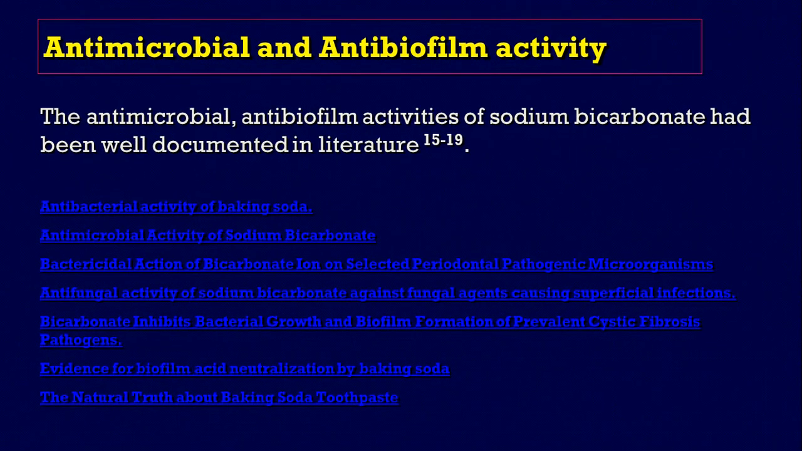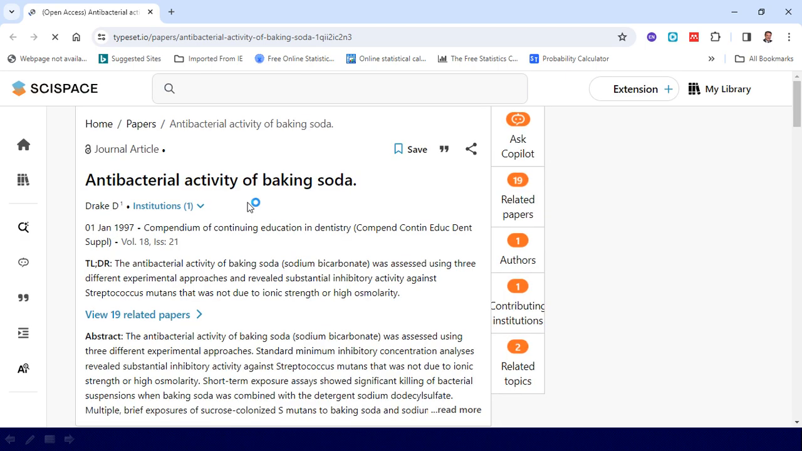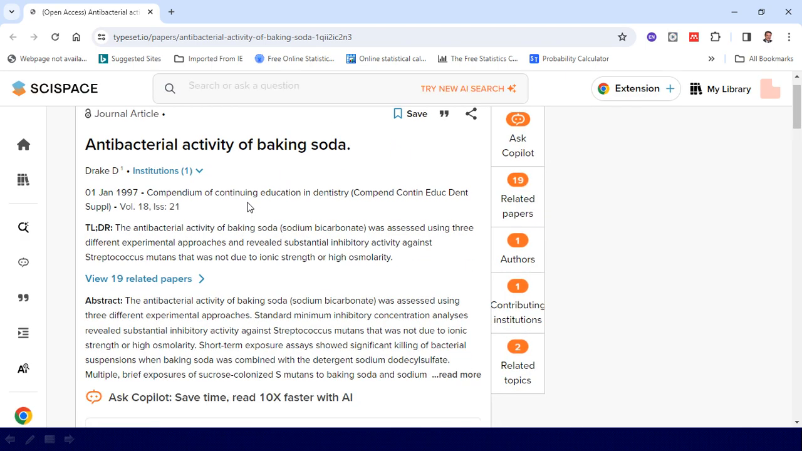The antimicrobial and antibiofilm activity. Antimicrobial and antibiofilm activities of sodium bicarbonate have been well documented in the literature. A lot of literature addresses this, and this is already proved, as you see in this paper. Antibacterial activity of baking soda. The antibacterial activity of baking soda, sodium bicarbonate, was assessed using 3 different experimental approaches. Standard minimal inhibitory concentration analyses revealed substantial inhibitory activity against streptococcus that was not due to ionic strength or high osmolarity.